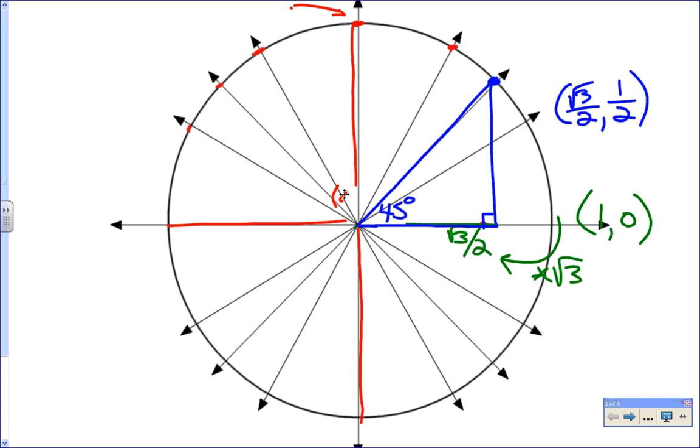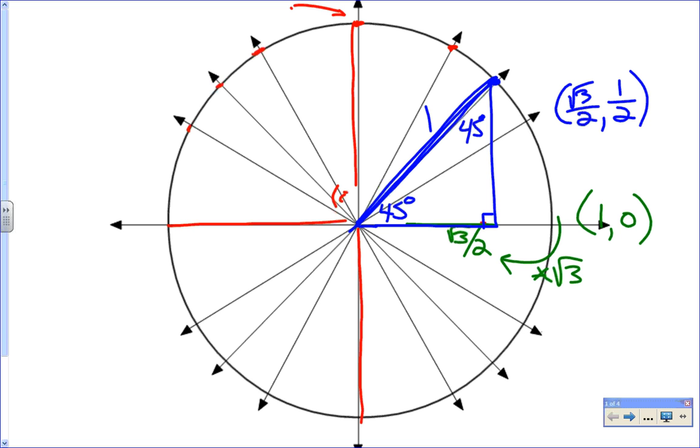I erased that pretty good, actually. Once again, I know 90. I know 45. I know the other one then must be 45. But if I only knew one of the sides of this triangle, we could find the other two. And I do know one of them. Once again, which one do I know? The hypotenuse has to be 1 because this is the radius of the circle, which is the unit circle, which makes it 1.